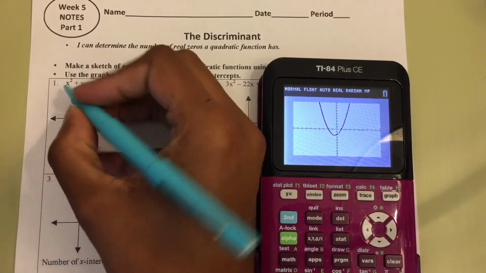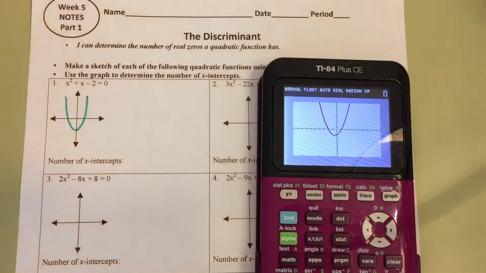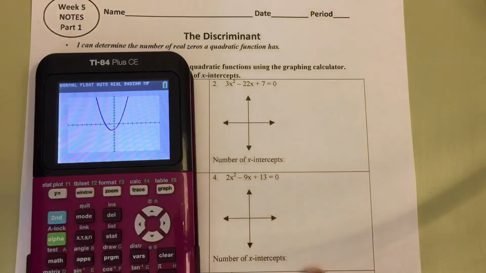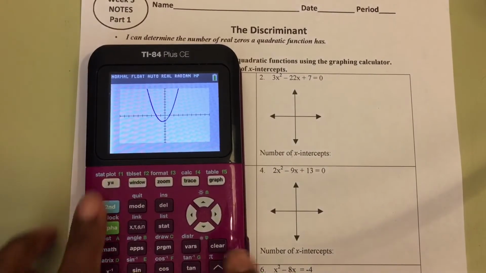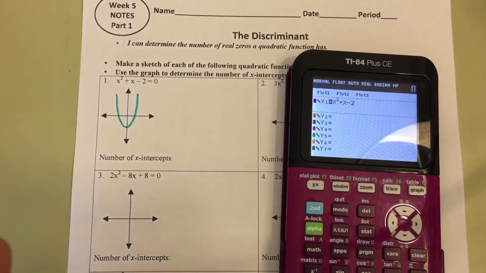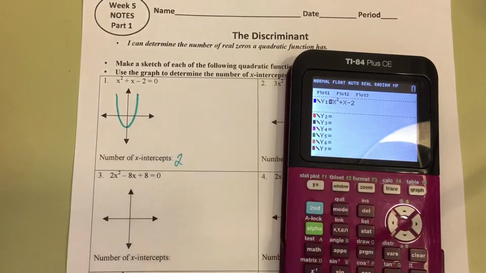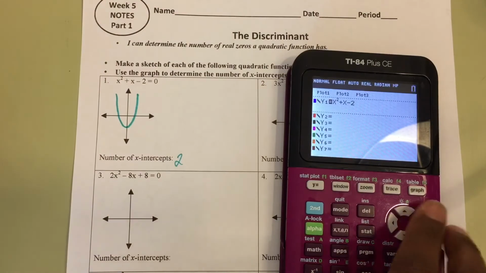Okay, so we're going to come down, and it's here, and then comes back around. That's good enough for the sketch. And then we'll do number 2. Okay, so all we're doing right now, oh, sorry, I did forget one part. Number of x-intercepts. So the x-intercepts, how many times does the graph cross the x-axis? That's all it's asking. So this one has 2. Okay, so that's all you have to do.